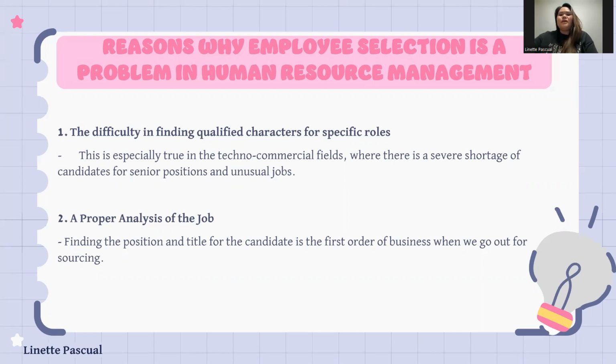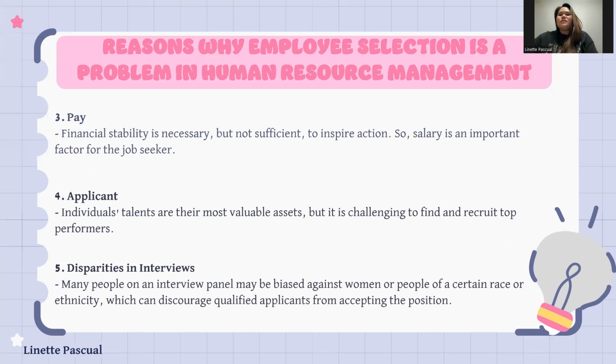Number 3, pay. Financial stability is necessary but not sufficient to inspire action. So salary is an important factor for the job seeker. The best people in any field will always seek the highest possible salary. The candidate's salary is difficult to determine. Number 4, applicant or the candidate. Individuals' talents are their most valuable assets, but it is challenging to find and recruit top performers. For example, if you are recruiting a short-order cook, you might want to insist on previous cook experience, and only candidates who have this experience are invited for an interview.